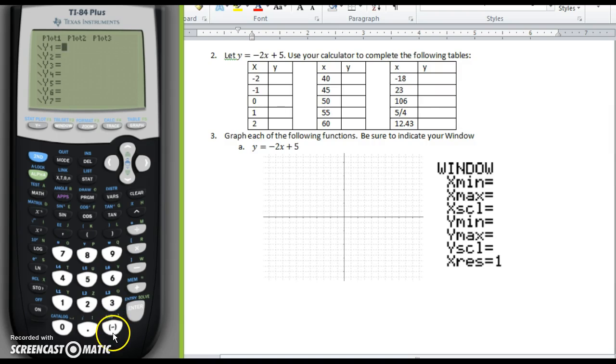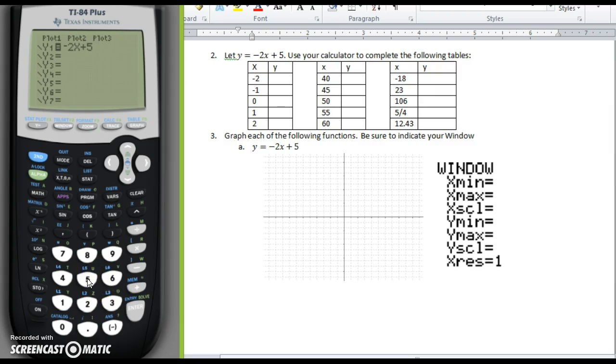There's two different symbols, a negative and a minus. So if you want negative, you have to use this one. So negative 2, here's your x key right here, and then plus 5.